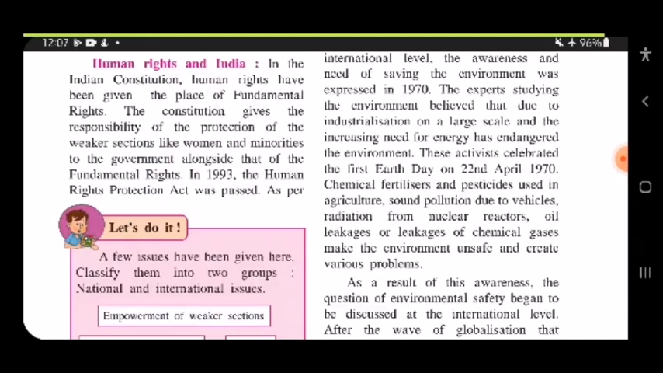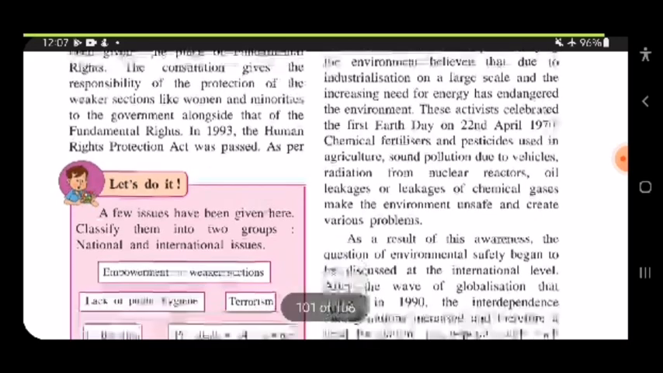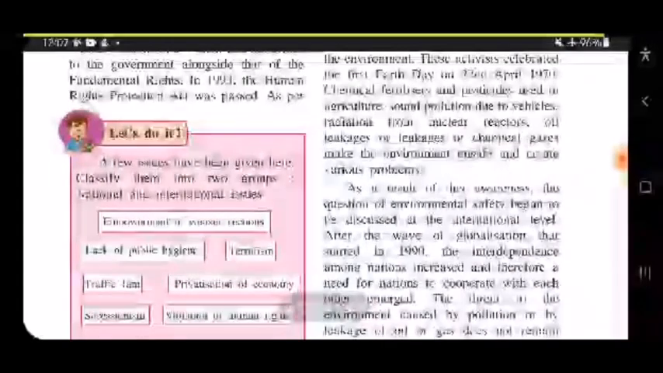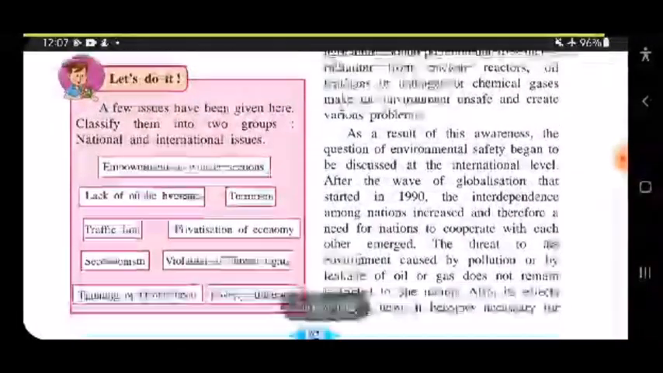Then there is sound pollution due to vehicles, radiation from nuclear reactors, and oil leakages. You see oil leaking in the water, in the sea, and what happens? It harms the fishes and the aquatic life. Then leakages of chemical gases make the environment unsafe and create various problems. So these are all the problems related to the environment.